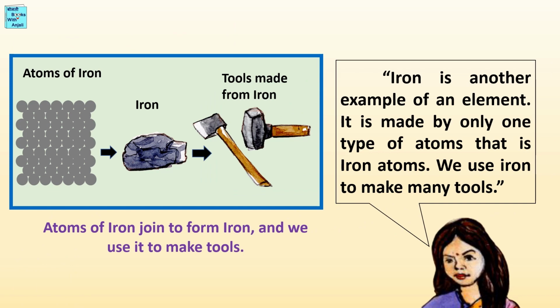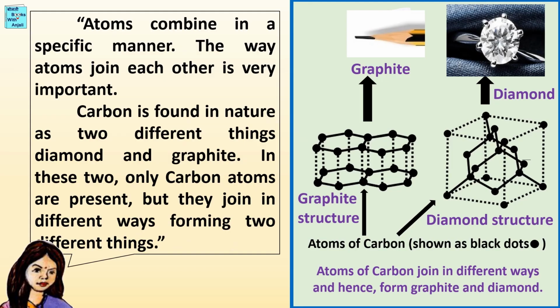Iron is another example of an element. It is made by only one type of atom, that is iron atoms. We use iron to make tools. In this picture also you can see atoms of iron joined together forming iron element or metal, and we use it to make tools and various machineries.